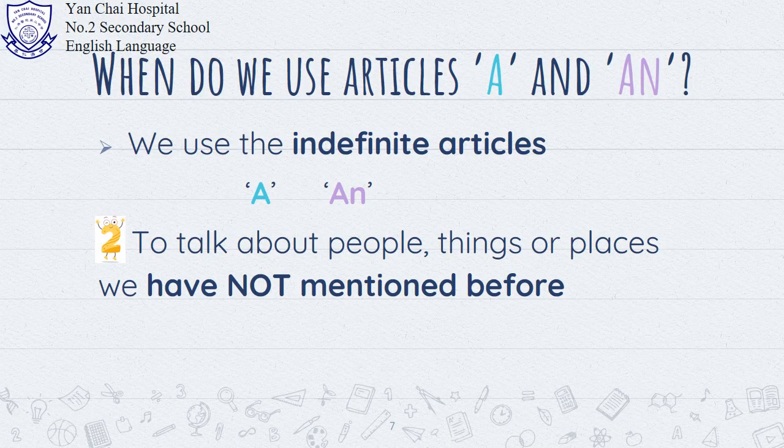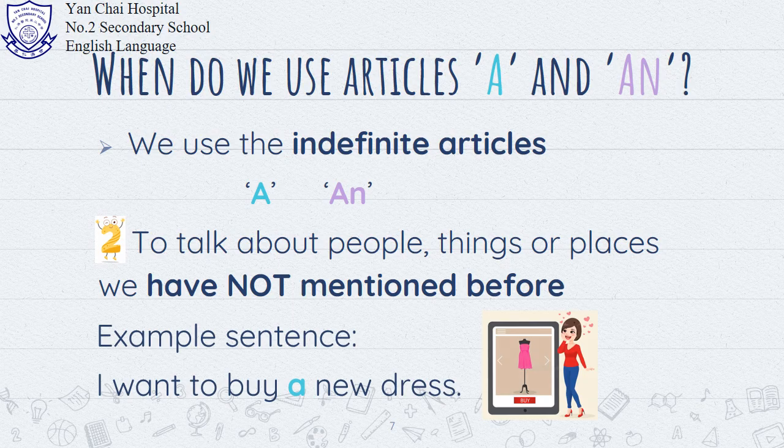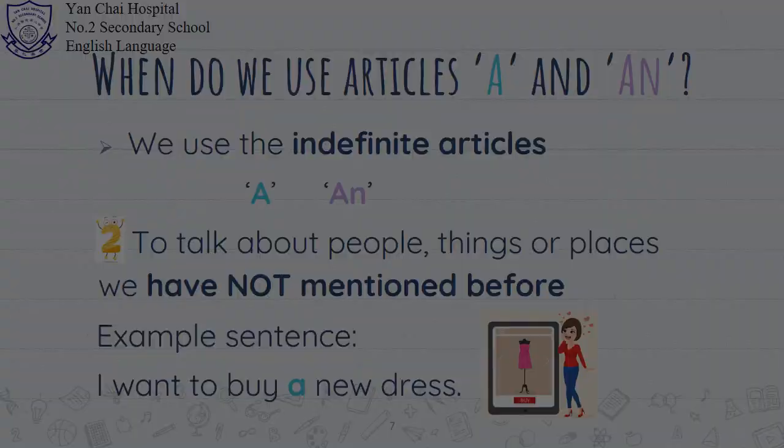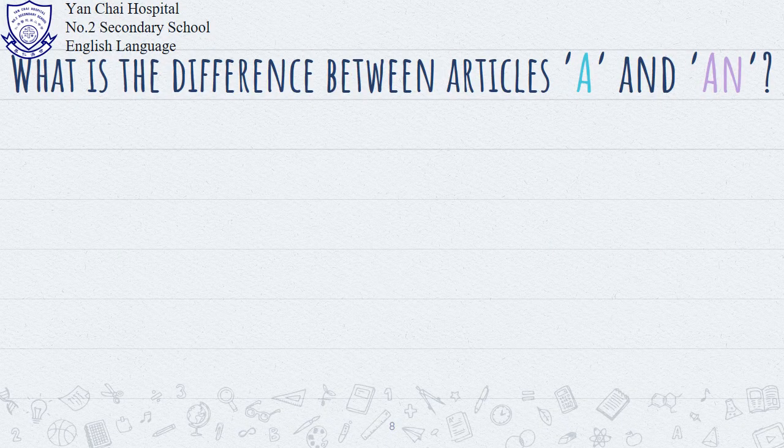We also use a, an to talk about people, things, or places we have not mentioned before. Example sentence: I want to buy a new dress. What is the difference between articles a and an?